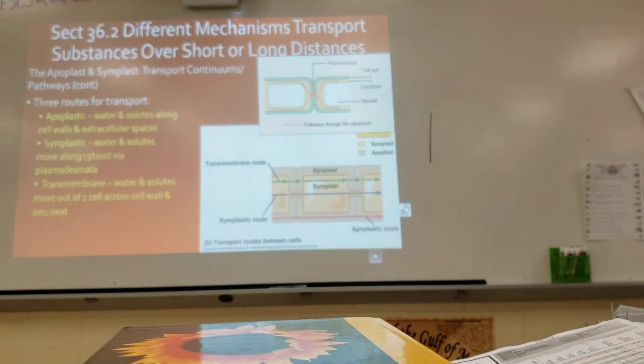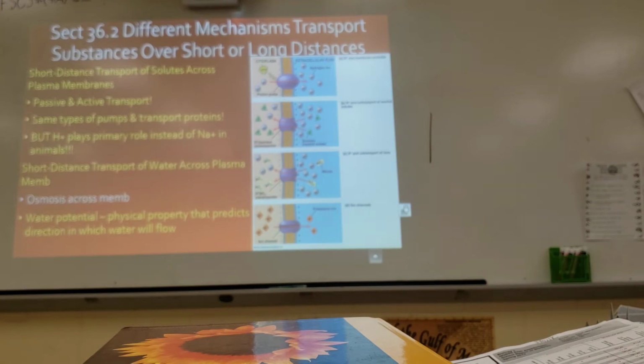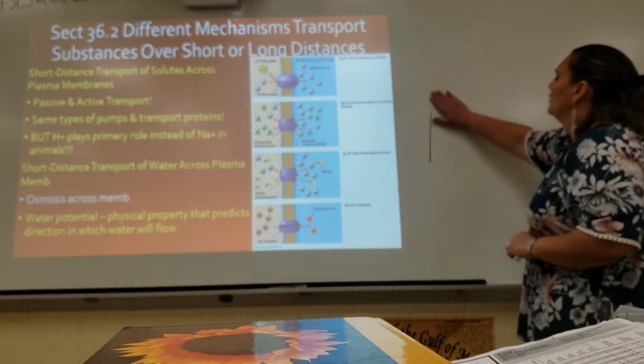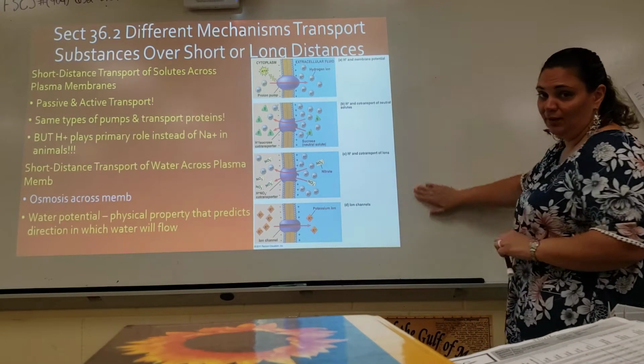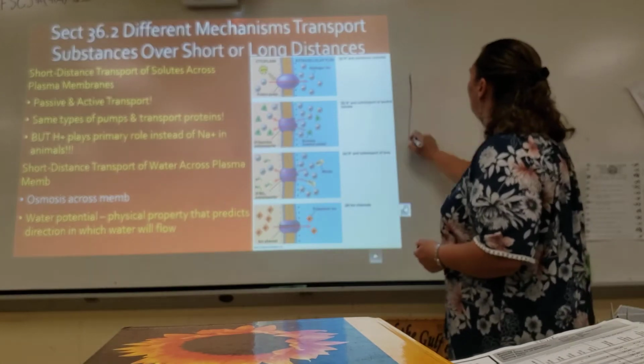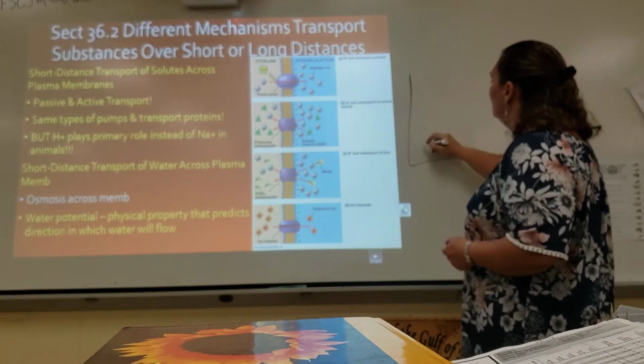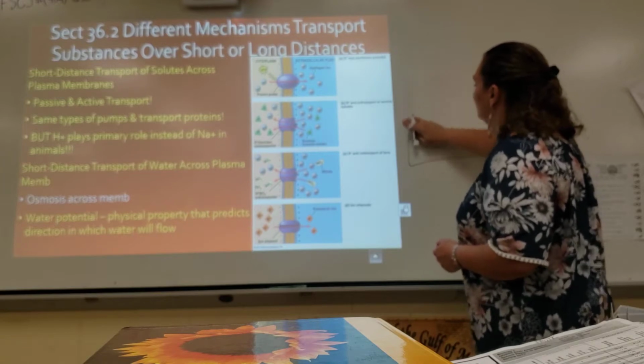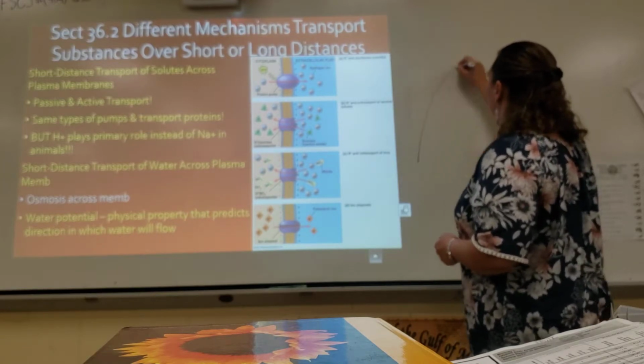Now you know if we're talking about transport, we're going to have to talk about active and passive transport. Let's do a quick review of active and passive transport. I'm hoping you remember this from Bio 1, okay? We're looking at a hill.